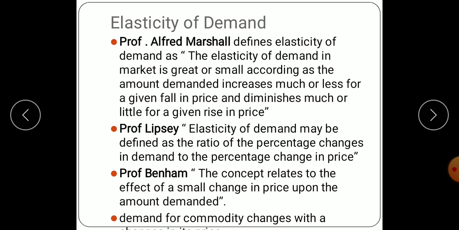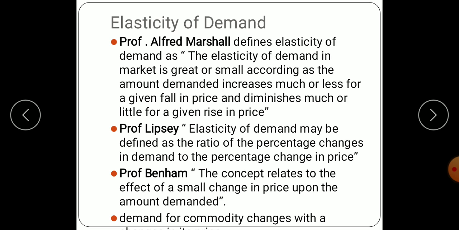And here are some of the definitions given by economists, namely Professor Alfred Marshall, Professor Lipsey, and Benham. Professor Alfred Marshall defines it thus: the elasticity of demand in the market is great or small according as the amount demanded increases much or little for a given fall in price, and diminishes much or little for a given rise in price.